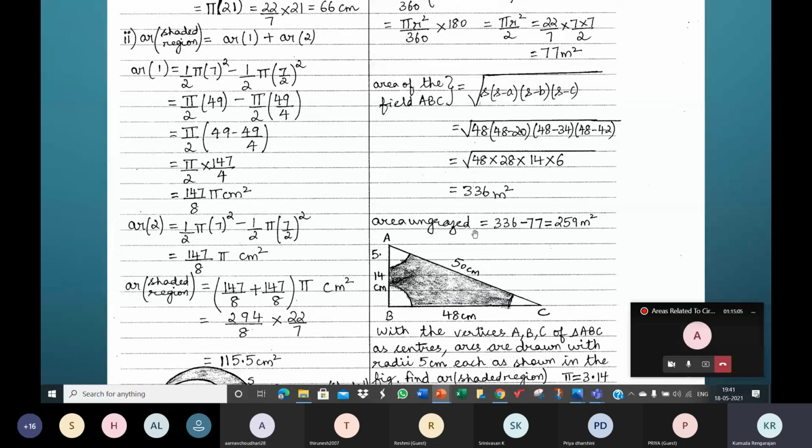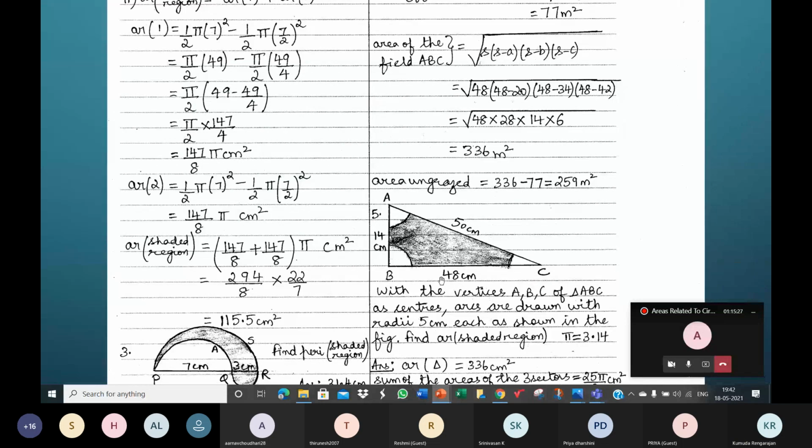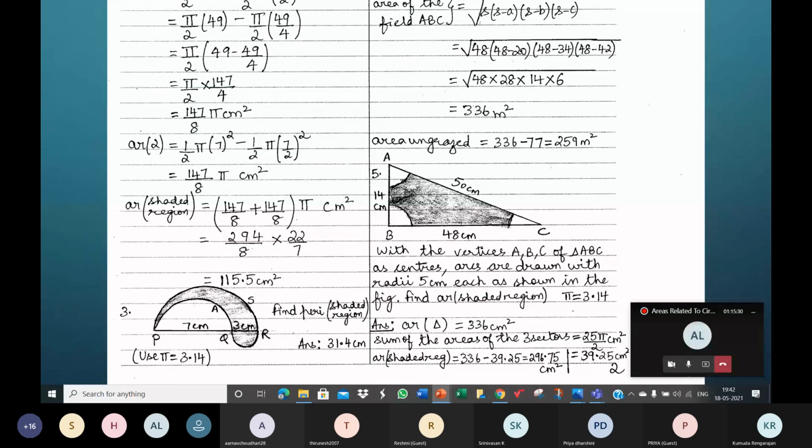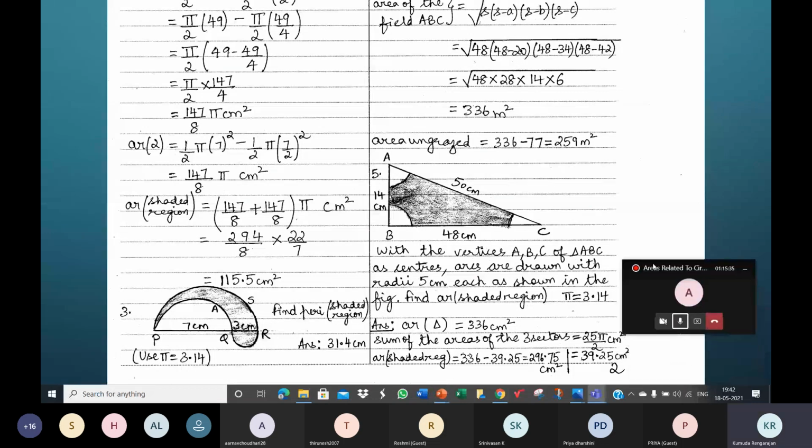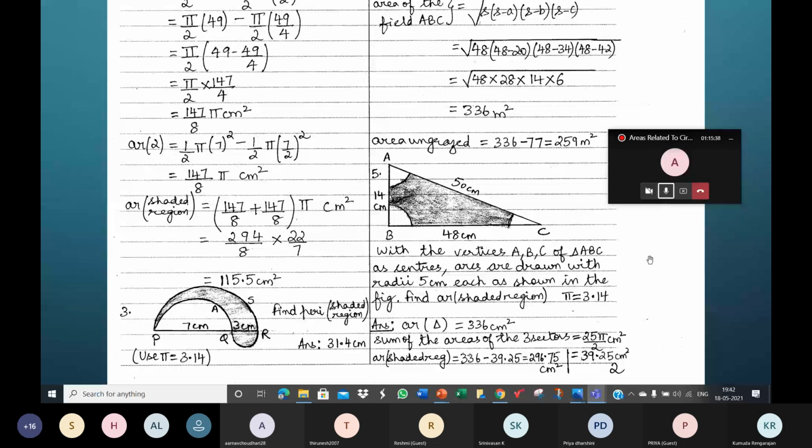So similar to the earlier one, take down the question. Take down the figure and the information given. You need to find the total area of the three sectors, and find the area of the triangle. Area of the triangle minus the area of the three sectors will give you the area of the shaded region. Here, the area of the triangle is 336.